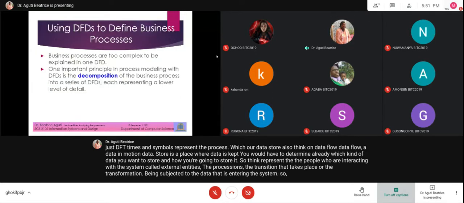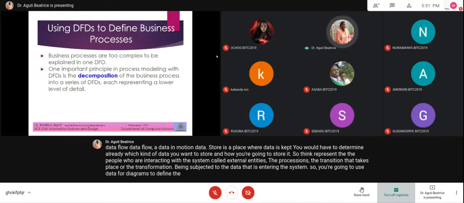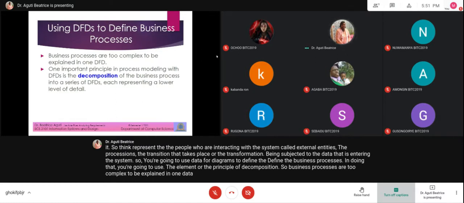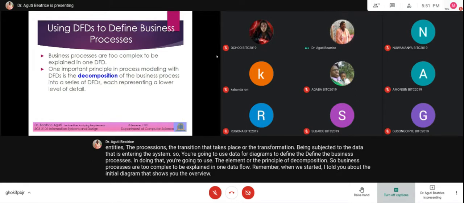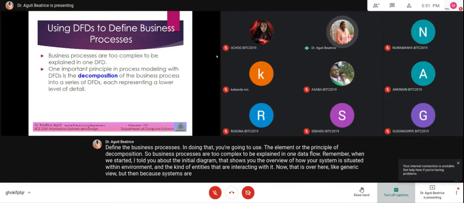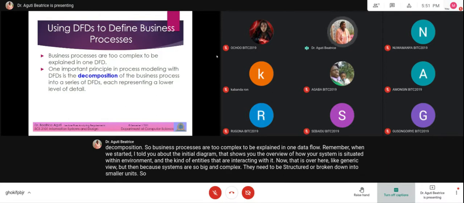So you're going to use data flow diagrams to define the business processes. And in doing that, you're going to use the principle of decomposition. Business processes are too complex to be explained in one data flow. Remember when we started, I told you about the initial diagram that shows you the overview of how your system is situated within your environment and the kind of entities that are interacting with it. Now that is an overly generic view. But because systems are so big and complex, they need to be structured or broken down into smaller units. Those smaller units are broken down using the principle of decomposition.